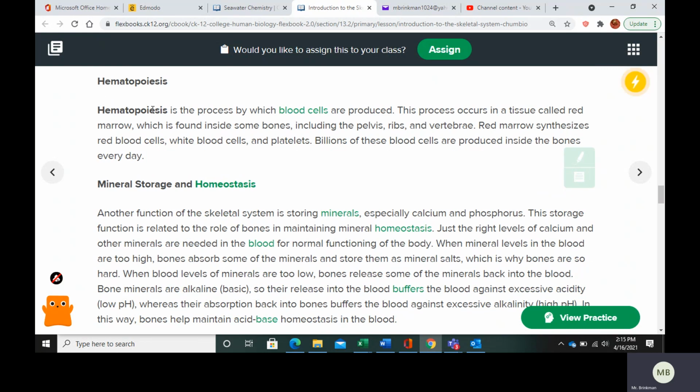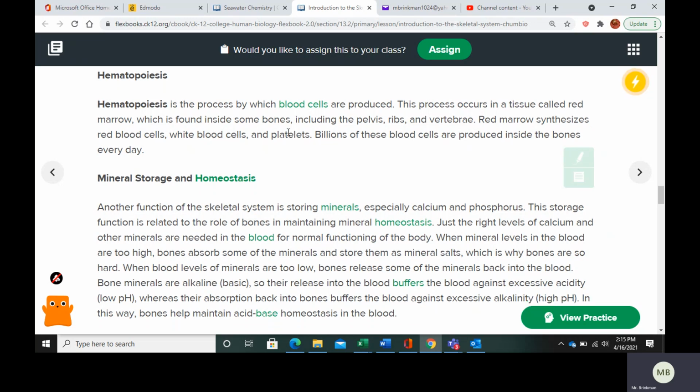Hematopoiesis, I think is how you say this. This is the process by which blood cells are produced, and this occurs in a tissue called red marrow, which is inside some of the bones. Red marrow synthesizes a lot of the parts of blood: red blood cells, white blood cells, and platelets.